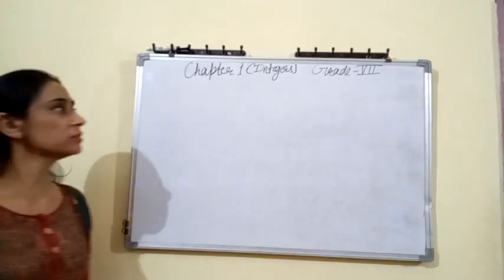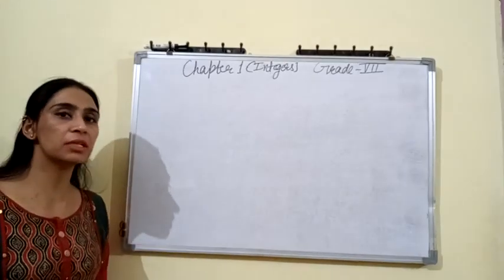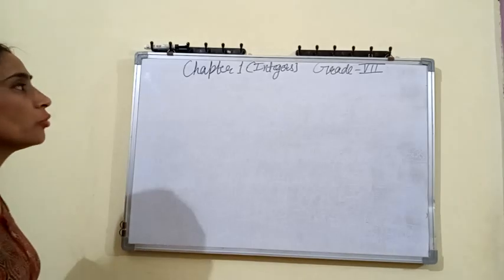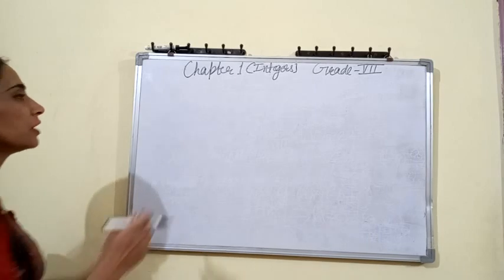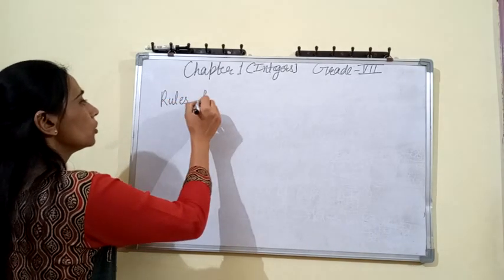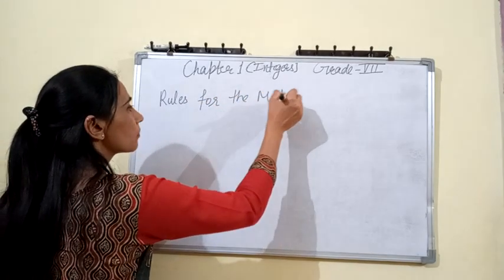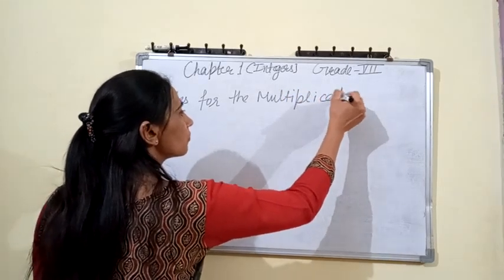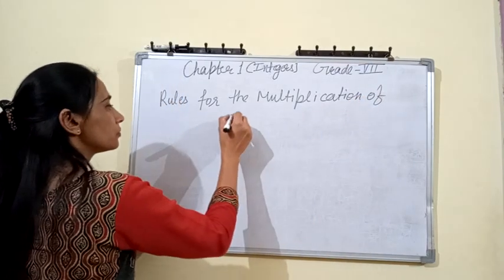In the previous lecture we discussed integers and learned how to add integers, some rules for addition, and how to add integers on the number line. In this lecture we will first do some rules for the multiplication of integers.